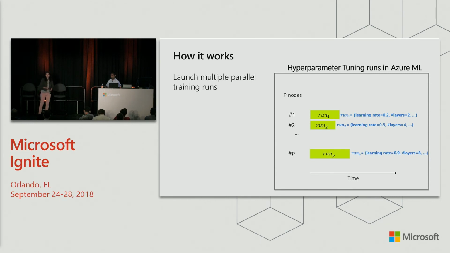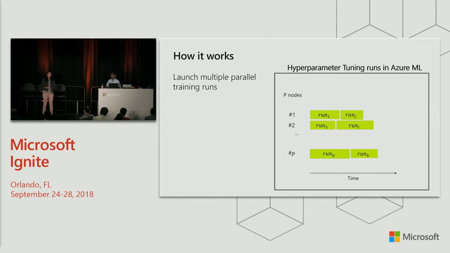How does this all work? At its very core, hyperparameter tuning works by launching multiple training runs in parallel. And each training run explores a unique configuration of hyperparameter values. When a run completes, the same resource is now used to explore another configuration of values. And this process continues until you have exhausted all your budget.